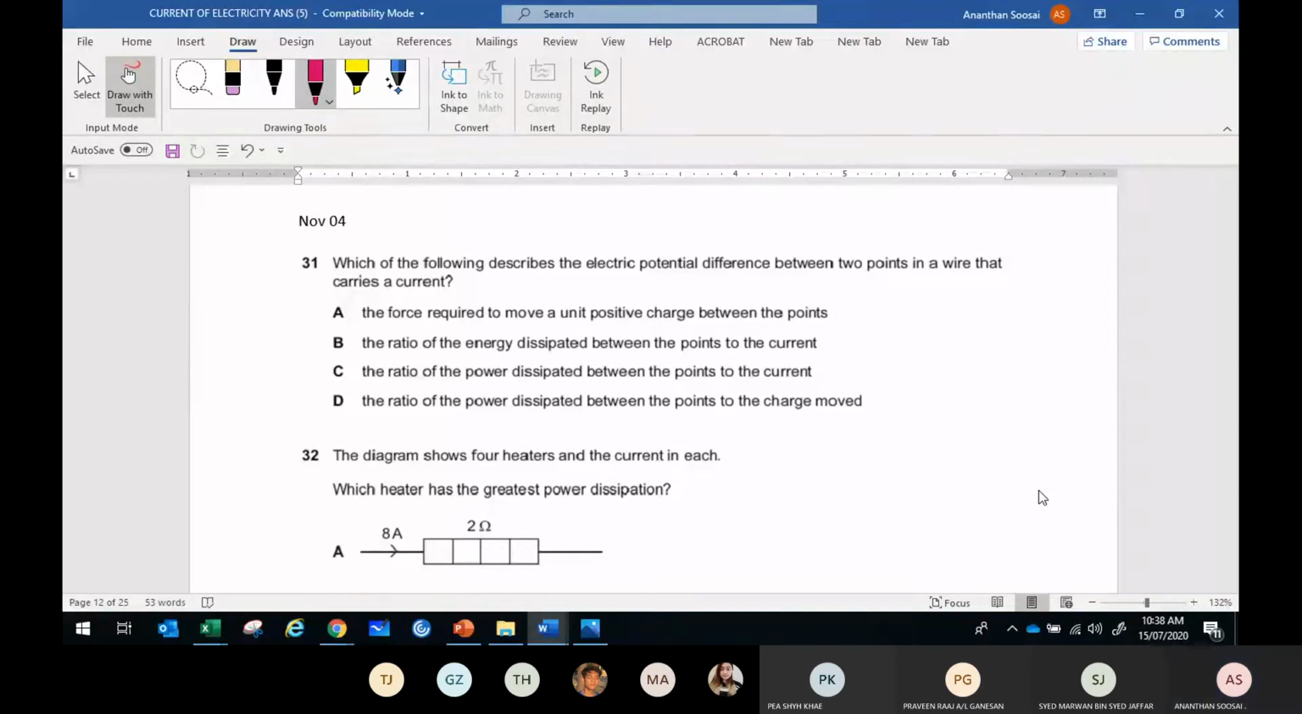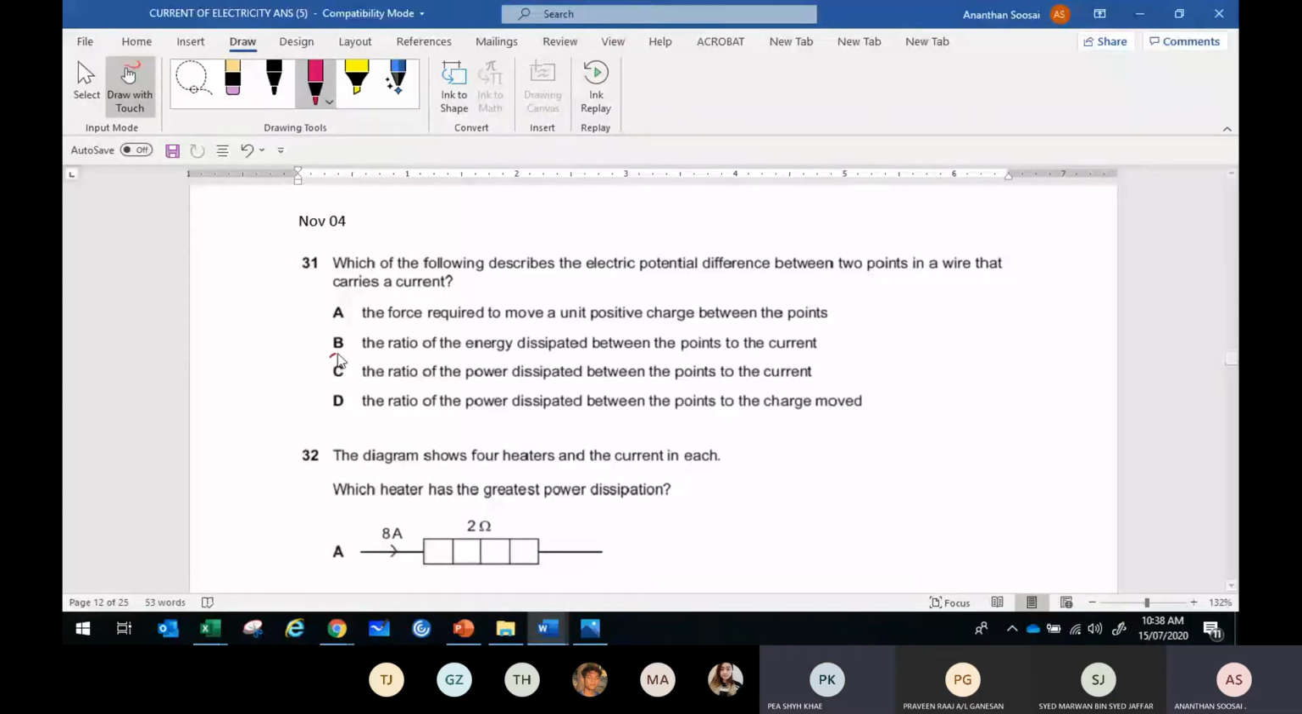Okay, can anyone give me the answer? The usual definition we use to define potential difference is not there. So you need to use the best answer. The actual definition is not in the options. B. So you go for B, I think. B, yeah.